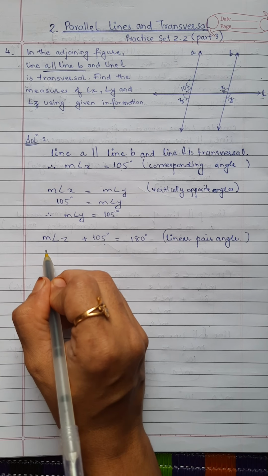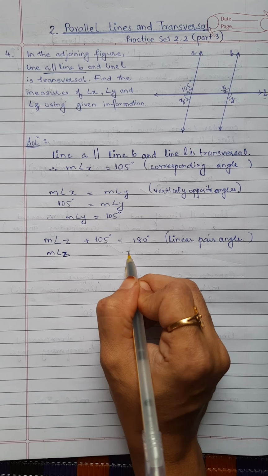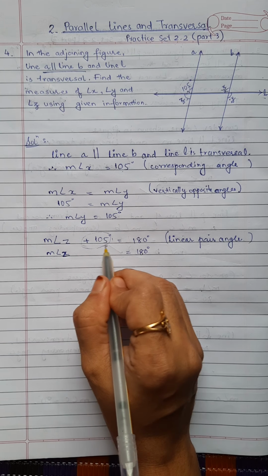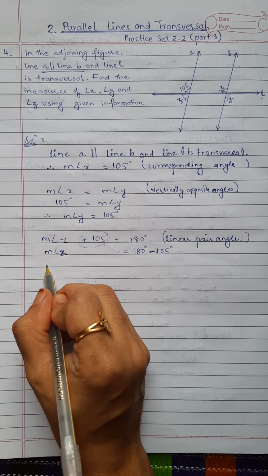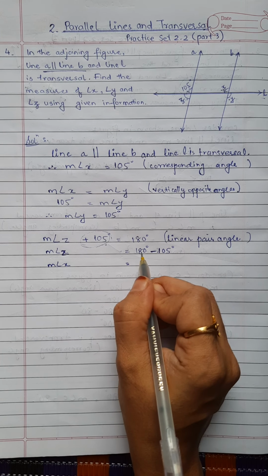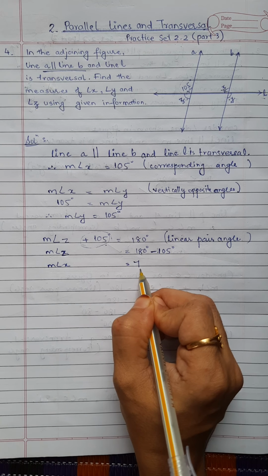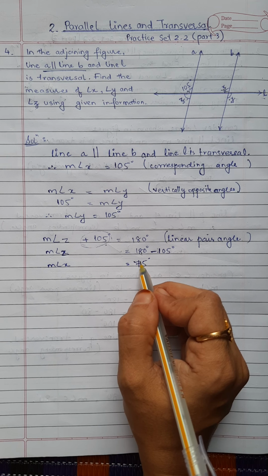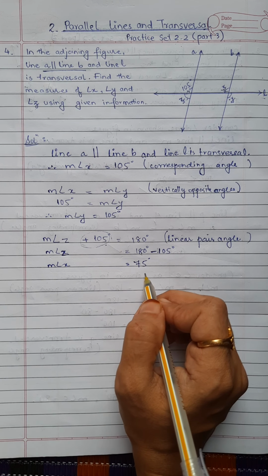So measure of angle Z you don't know, keep it as it is. Keep this 180 degree as it is. Bring this 105 to this side, the plus sign changes to minus 105 degree. So measure of angle Z will be equal to 180 minus 105, which remains 75 degree. So what you got is measure of angle Z is 75 degree.